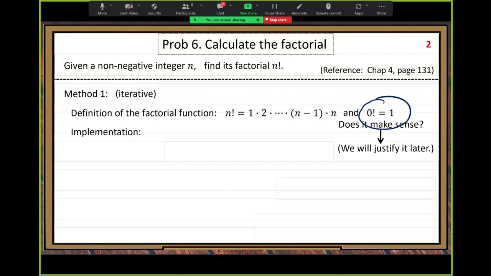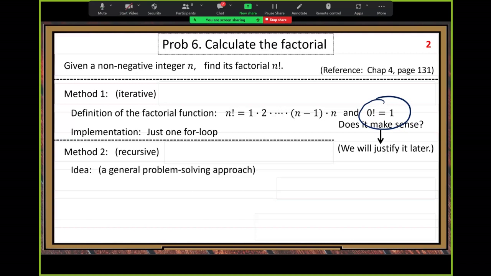So next, implementation of this. We just make one simple for loop. It's done. So simple. All right. Then method 2. Although it's unnecessary, as a learning process, we want to use the recursive way to understand the factorial function from another angle.